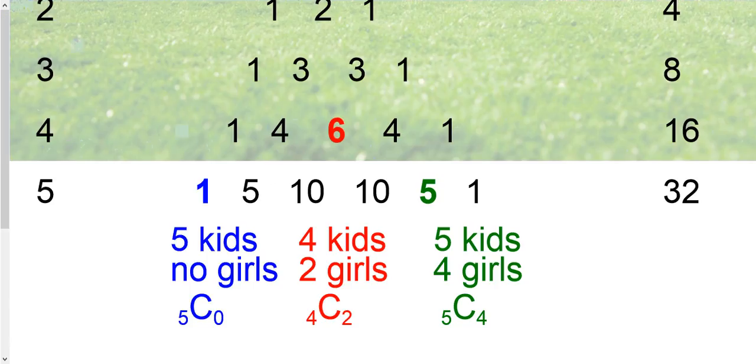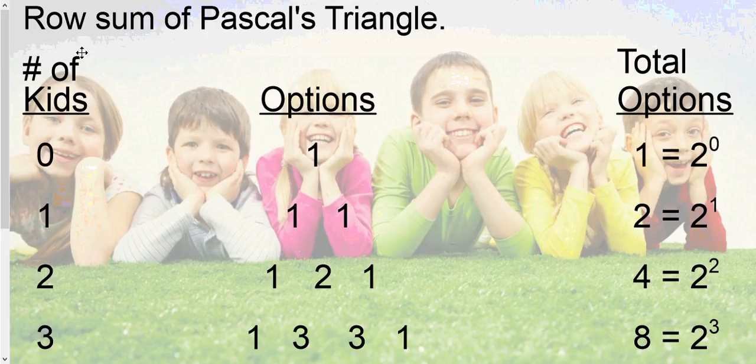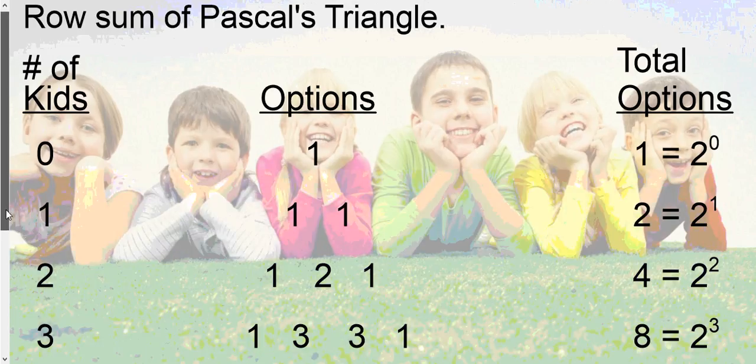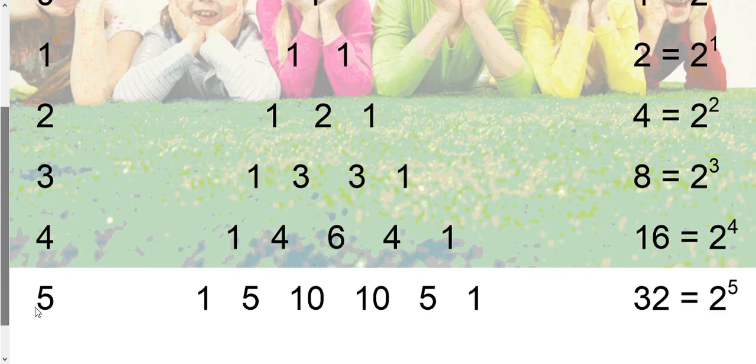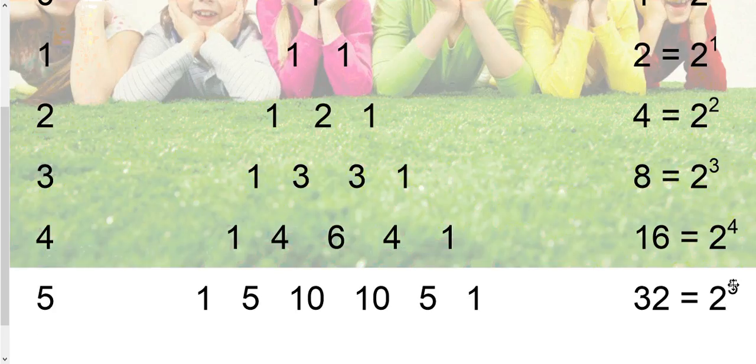Now, another thing you might be noticing is the row sums in Pascal's triangle. When you look at the row sums over here, our first row sum was 1, then it was 2, then it was 4, then it was 8, and they're all powers of 2. Your row sum is 2 to the power of whichever row you're in. So in this case, the fifth row, your row sum would be 2 to the 5th power.